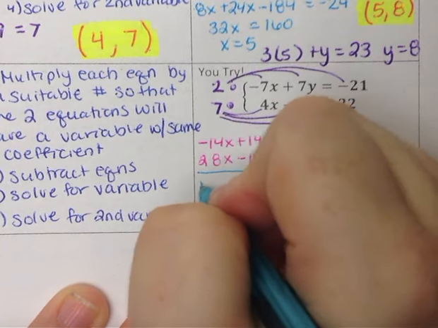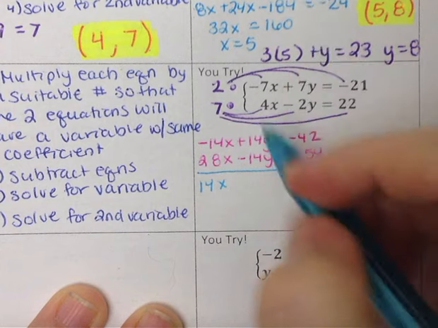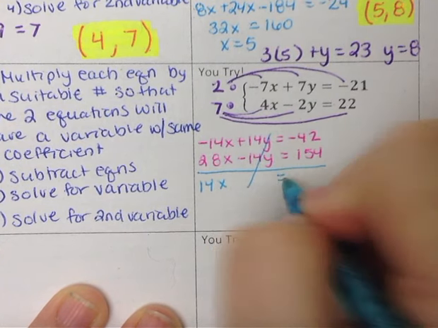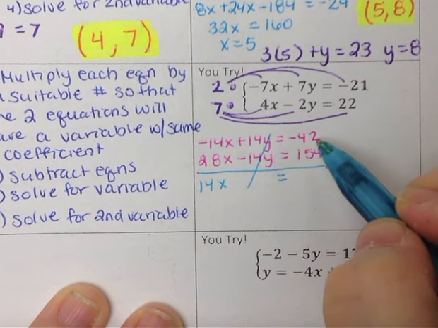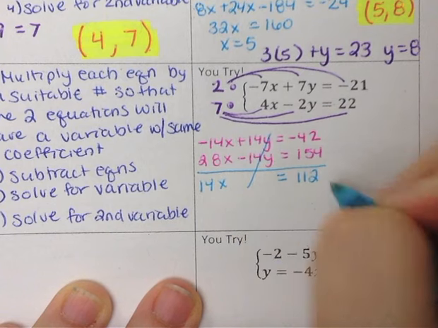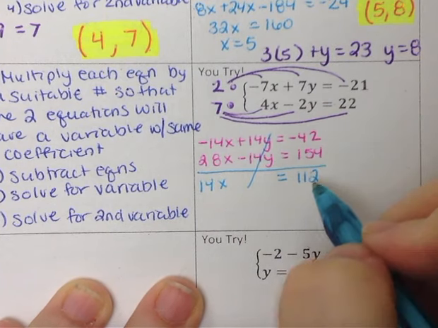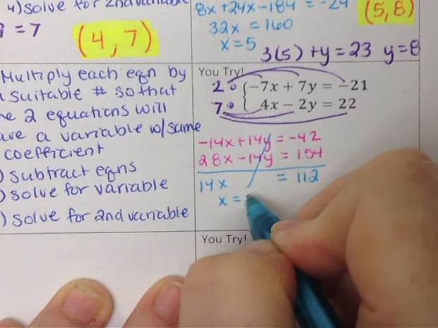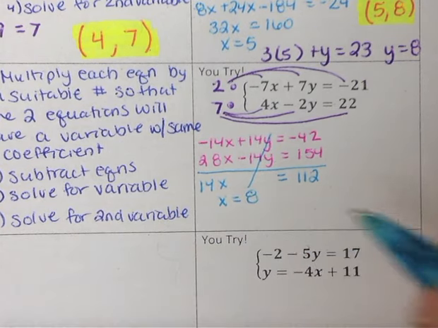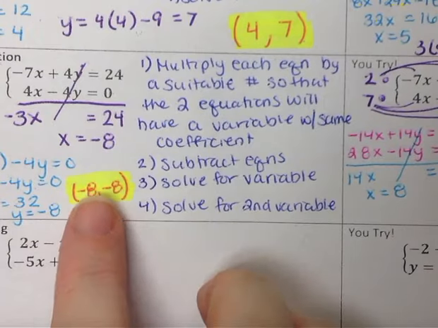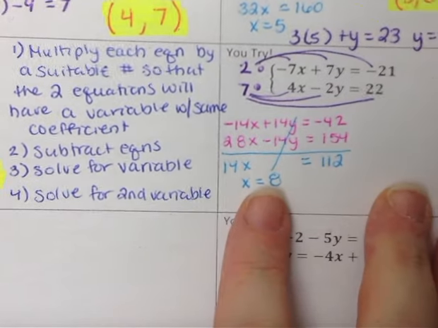That's going to give me a positive 14x. The positive 14y and negative 14y will eliminate. We'll have it equal to, we have a negative 42 and a positive 154. If I combine those, we will get 112. And then we're going to solve by dividing by 14. 112 divided by 14 is 8, so x is equal to 8. And no, not all x values will be equal to 8. We had negative 8 on the last one. This is just a coincidence that we have a lot of 8s.